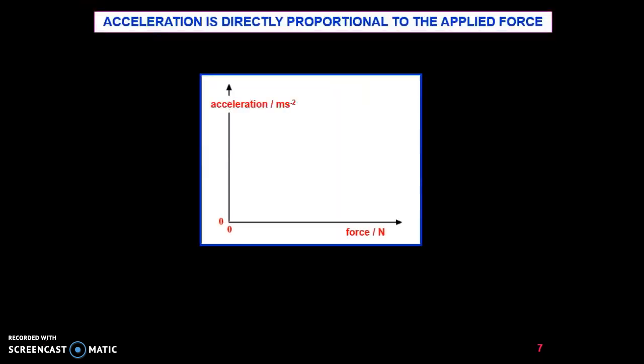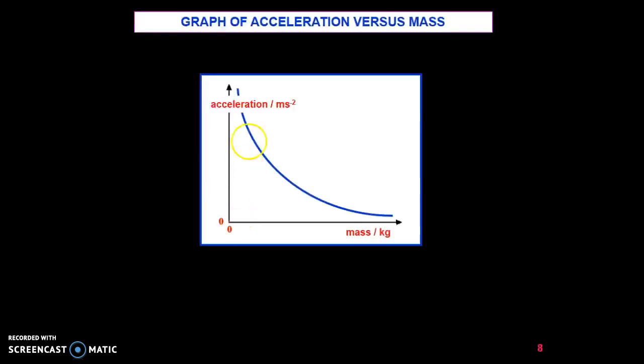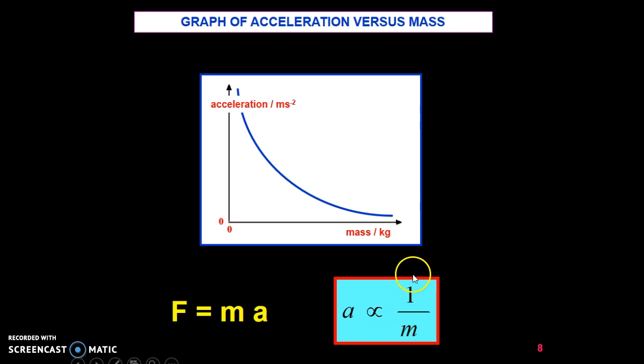So from F equals ma, we can determine that acceleration is directly proportional to the force applied. So the bigger the force applied, the greater the acceleration will be. Right? It's a straight line graph through the origin. And if we plotted acceleration against the inverse of mass, we'll get a curve relationship. Right? So a is proportional to 1 over m, an inverse relationship.